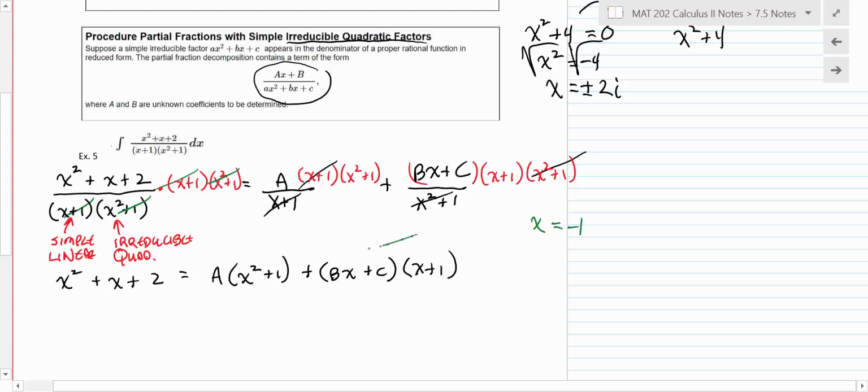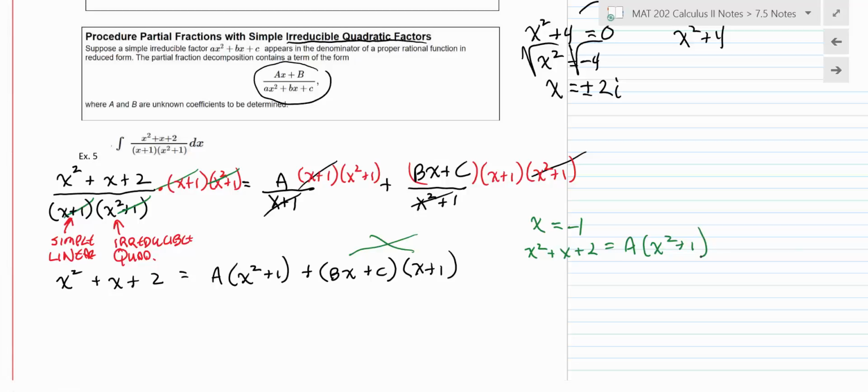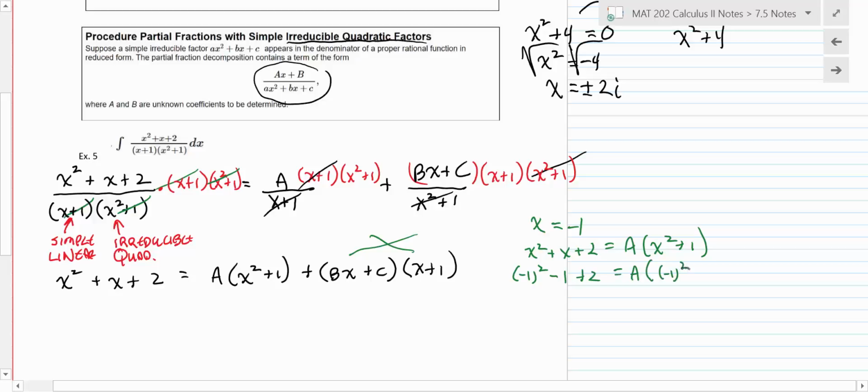Is everybody with me that that would cancel that whole mess out right there? Right? Okay, so if x was equal to -1, what you'd be left with is x squared plus x plus 2 is equal to a times x squared plus 1. And now, since we're letting x be -1, that would be an easy way to figure out what a is in the problem. Take advantage of that. So now what I'm going to have here is -1 squared minus 1 plus 2 is equal to a times, and then this will be -1 squared plus 1.